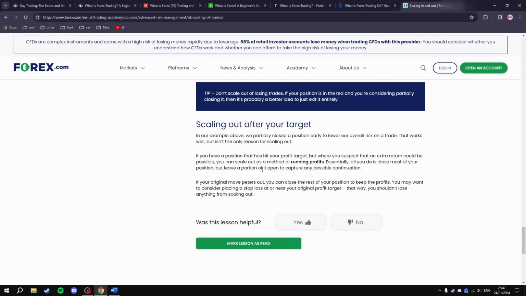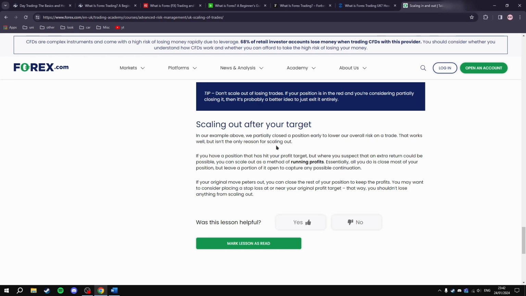Scaling out after your target. In our example above, we partially closed the position early to lower our overall risk on a trade. That works well, but isn't the only reason for scaling out. If you have a position that has hit your profit target, but where you suspect an extra return could be possible, you could scale out as a method of running profits.